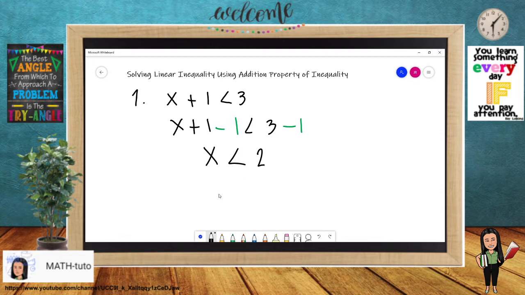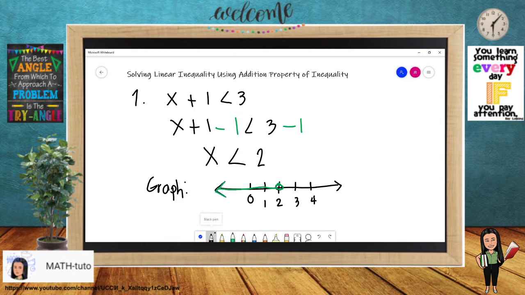Okay? If we are to graph the solution for this inequality, it is the set of all x such that x is less than 2. If I draw a number line here, let me write 2. We have 1, 0, and then 3, 4. We use a circle for 2. 2 is not included, so it is not shaded. And then x is less than 2, so we are talking about the values that are less than 2, which are the values to the left of 2. Okay, that is the graph.